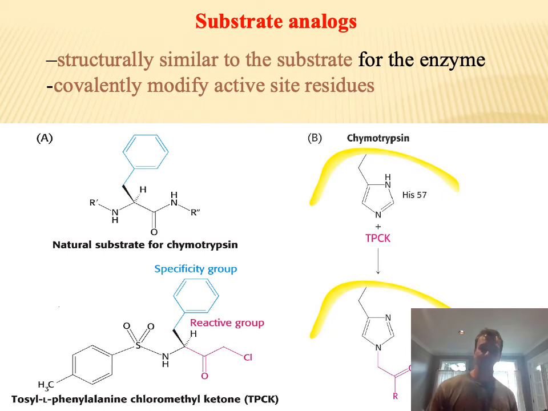Example of a substrate analog that is structurally similar to the substrate that can covalently modify active residues is shown here. So the natural substrate for chymotrypsin is shown here. In that case, if you add TPCK, it reacts with the active site histidine, forming a covalent modification and inactivating the enzyme.